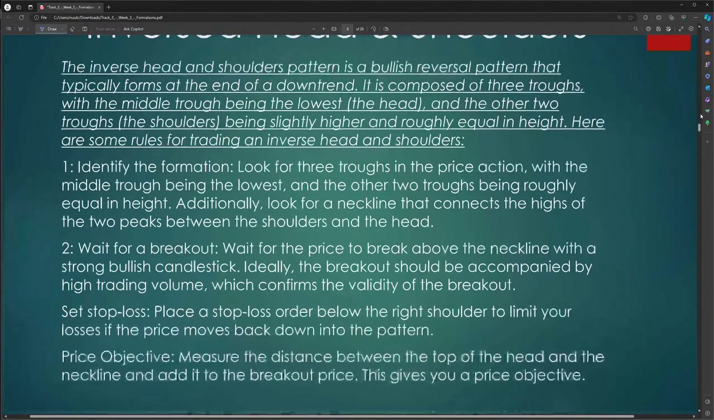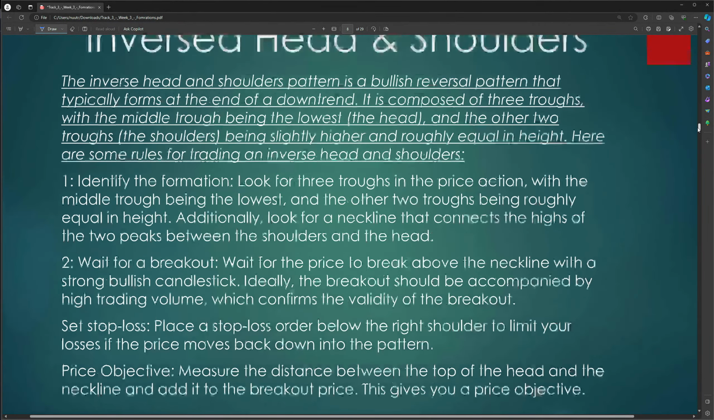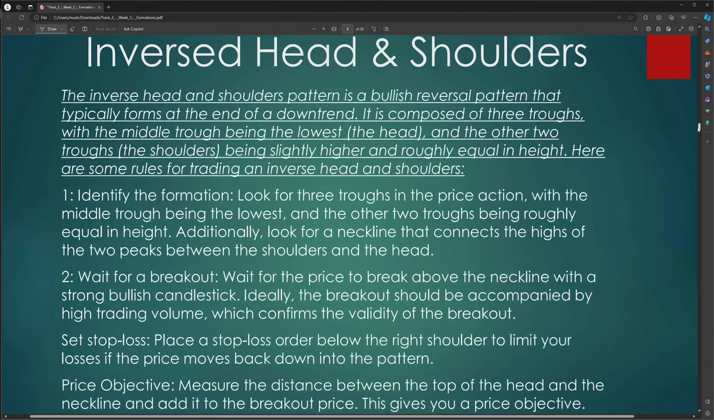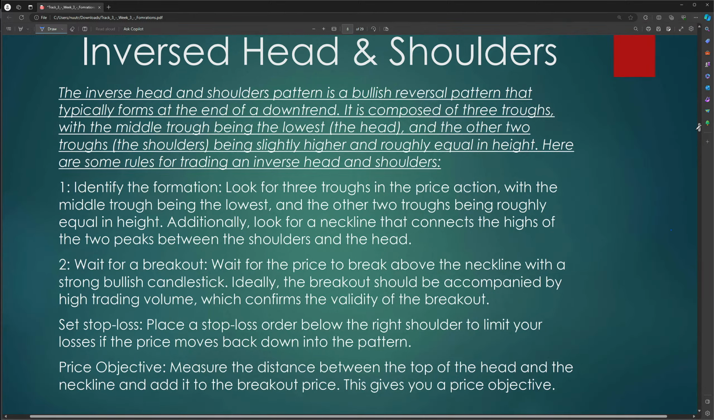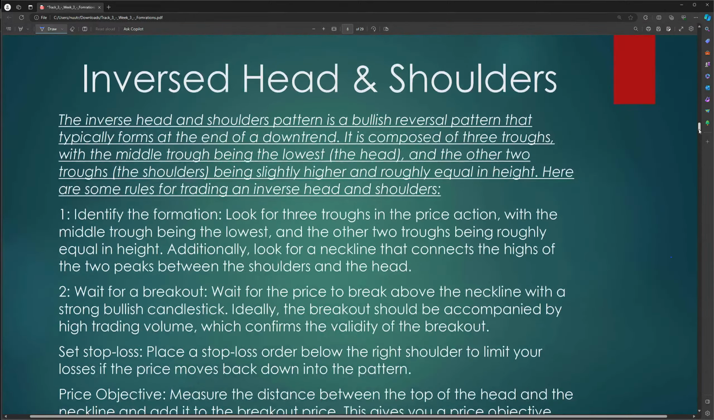So let's go ahead and now move on to the properties of how to trade that head and shoulders formation, right? So here we go. You can go ahead and take a screenshot of this, and consider saving it into your trading notes.